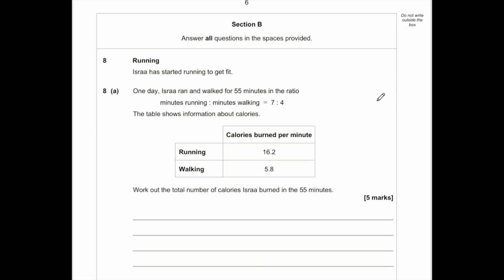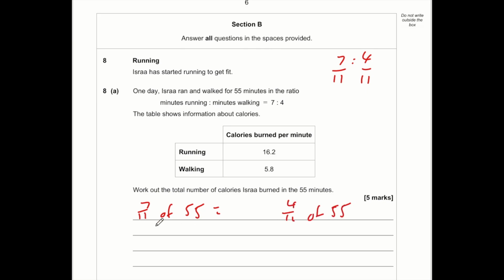So for question number 8, we know that the minutes running to minutes walking is in the ratio of 7 to 4. So if the ratio is 7 to 4, that means 7/11ths of the total was running and 4/11ths of the total was walking. Well, where does the 11 come from? Well, 7 plus 4 is 11. So what we want to do is work out 7/11ths of 55. And we also separately want to work out 4/11ths of 55.